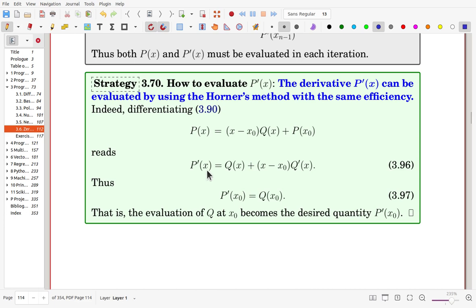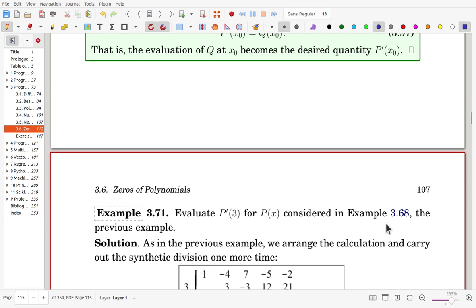Once x is x0, no matter what it is, this term will be 0, so it is the same as Q at x0. So the evaluation of Q at x0 becomes the desired quantity P prime at x0. That makes such a recursive, twice application of Horner's method.